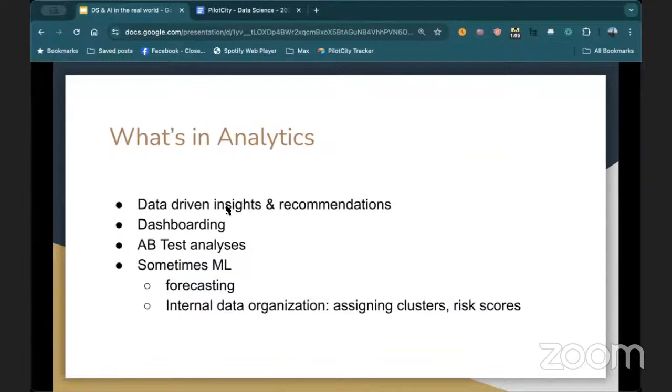Sometimes you incorporate some machine learning, like forecasting. You have to forecast what you think our users or revenue are going to look like next year. Or you look at your internal data, like predicting: these people we're going to call group A and these people group B. What's their risk level if you're at a financial company?